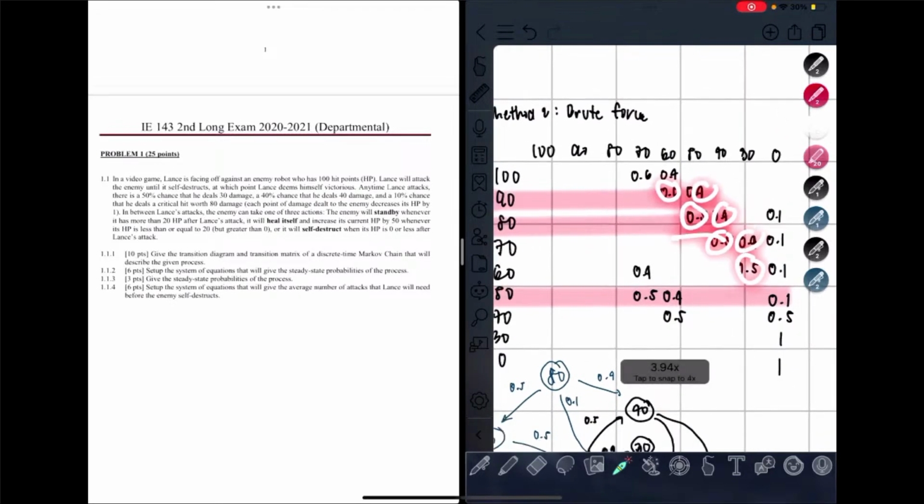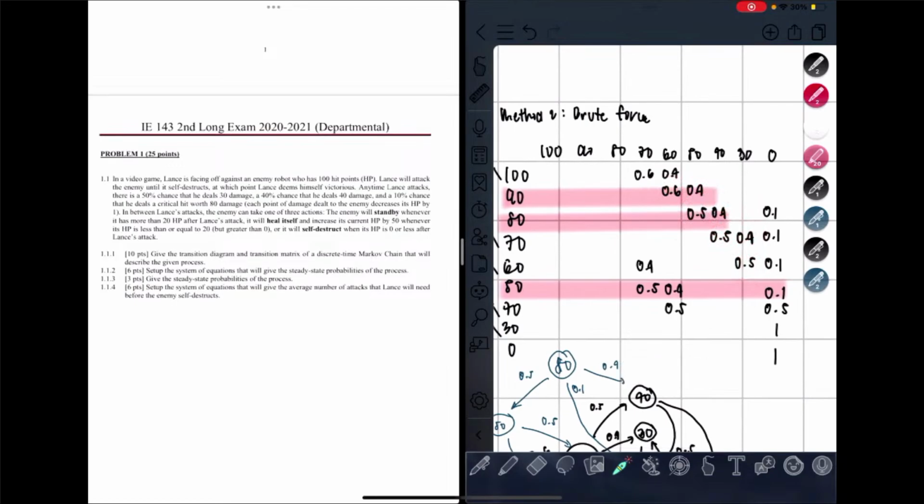The pattern breaks at 60 kasi there's a 0.5 chance na you deal 30 damage. So 60 magiging 30. There's a 0.4 chance that you deal 40 damage. So yung 60 magiging 20 plus 50 magiging 70. That's why it's here. And 0.1 chance na you deal critical damage, which is 80. So 60 minus 80, negative 20, magiging ito. And then the pattern just basically resets and continues. So kaya dito 0.5, 0.4, 0.1.